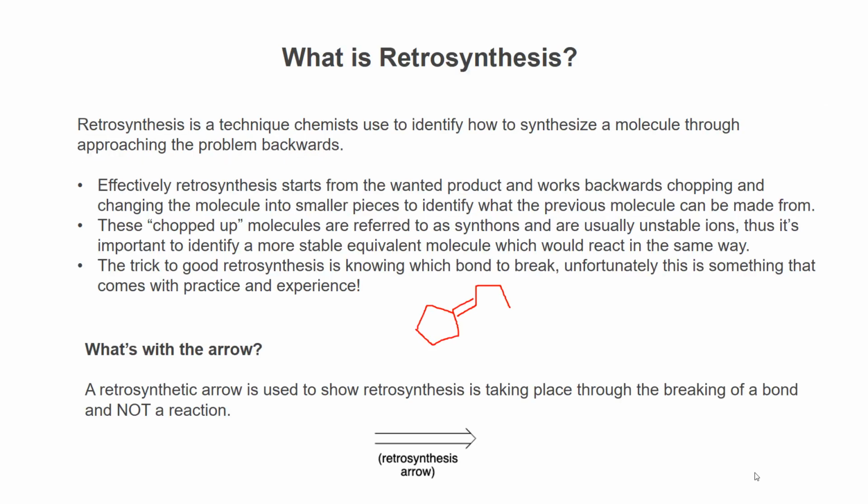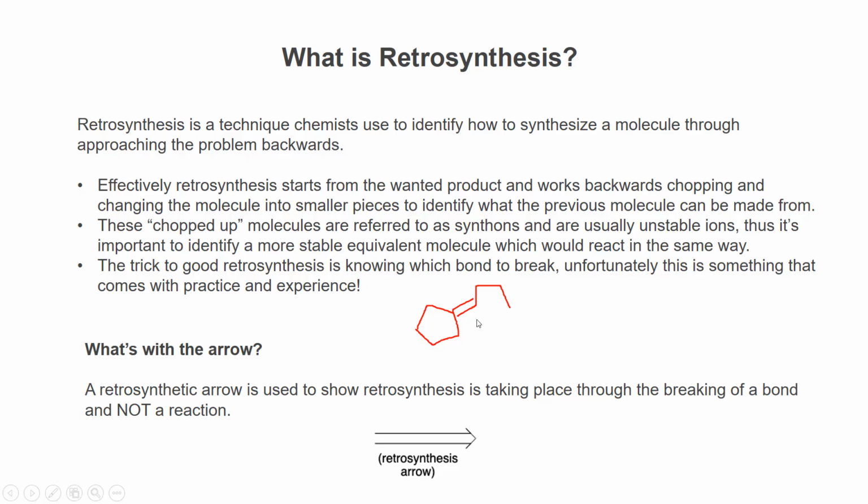Today's material is mainly based on academic synthesis. So what is retrosynthesis? Retrosynthesis is a technique chemists use to identify how to synthesize a molecule by approaching the problem backwards. A molecule is given and we try to work out how that specific molecule can be synthesized from simple molecules. Retrosynthesis effectively starts from the wanted product and works backward, chopping and changing the molecule into smaller pieces to identify what the previous molecule can be made from. These chopped molecules are referred to as synthons.